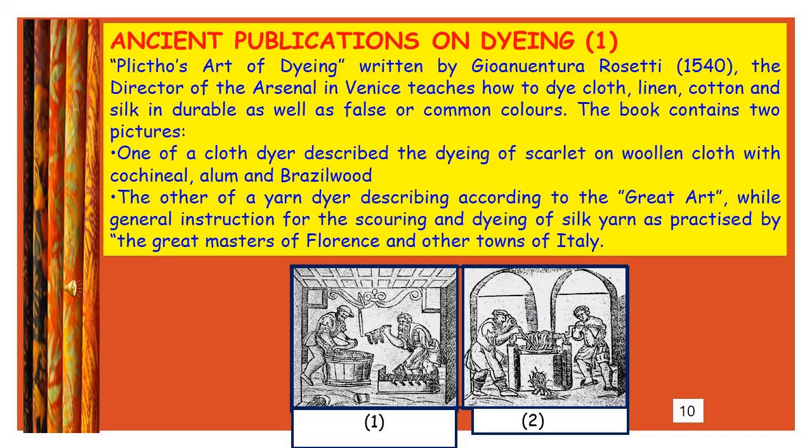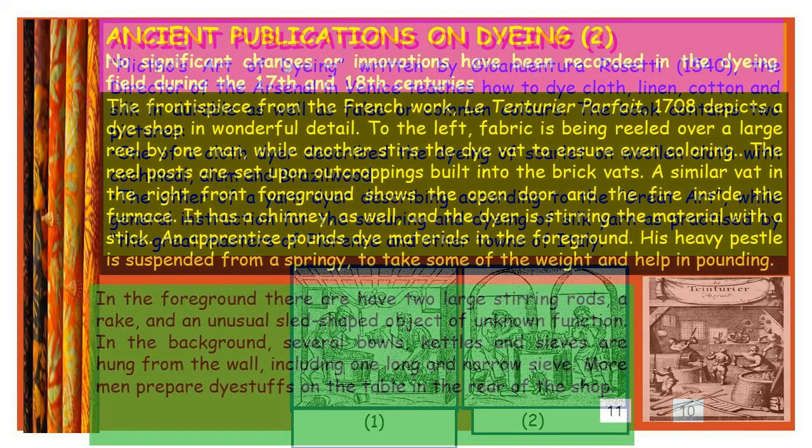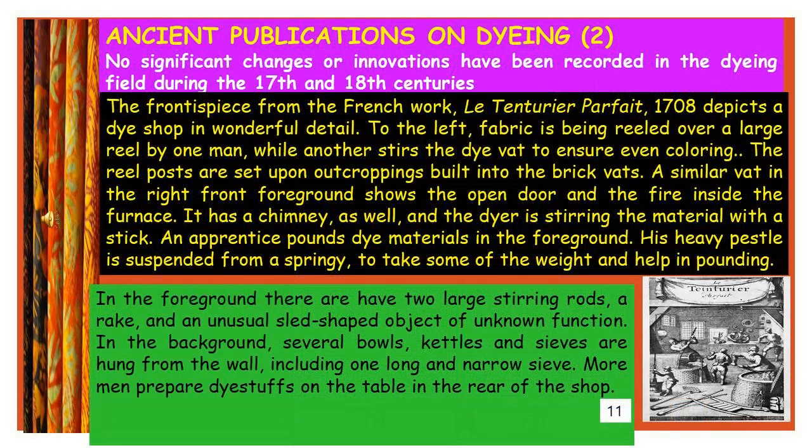scarlet on woolen cloth with cochineal, alum, and brazilwood. The other, of a yarn dryer, describes, according to the great art, general instruction for the scouring and dyeing of silk yarn as practiced by the great masters of Florence and other towns of Italy. Ancient publication on dyeing, continued. No significant changes or innovation have been recorded in the dyeing field during the 17th and 18th century.